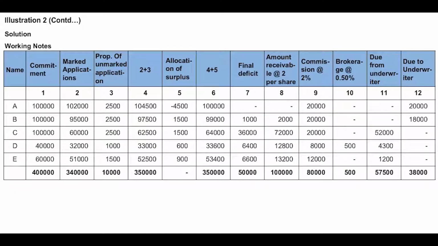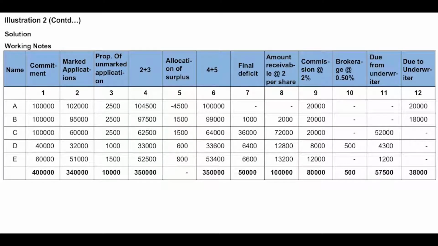So in this way the commission at the rate of 2% will be calculated, but you have to take care in case of D, because out of the 40,000 only 30,000 is the part on which commission at the rate of 2% will be paid. You need to take care especially in case of D, where apart from the commission at the rate of 2%, a brokerage at the rate of 0.5% will also be given.